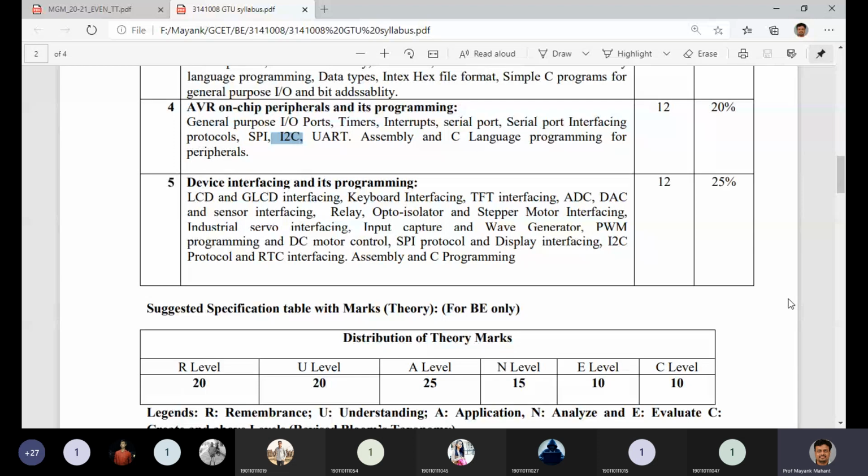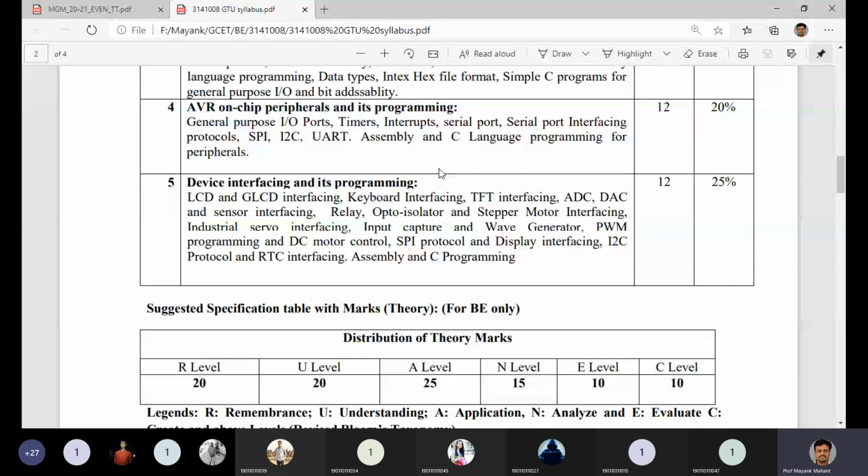Then all the communication protocols will be covered, and how we can communicate. Communication is very important in any embedded system, because one chip must communicate with another, or one system with another system. This communication is carried out over serial communication with the help of SPI, I2C, TWI or UART, the universal synchronous asynchronous receiver transmitter. UART is the most commonly used serial communication protocol.